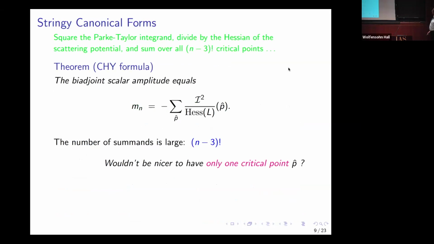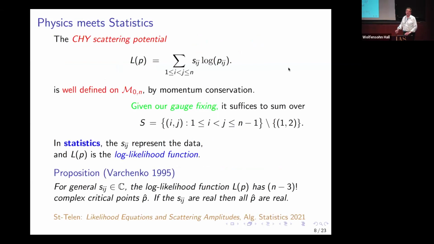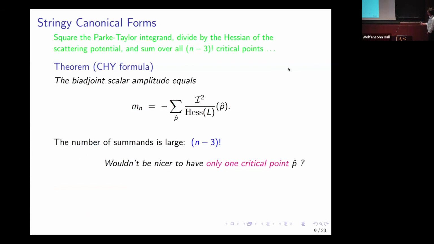So the same expression, our rational function that we saw, up to sign is the sum over all critical points p hat. What I'm going to do is take my integrand squared. So this is the Parke-Taylor integrand squared. I divide by the Hessian of the log likelihood function. The Hessian is the determinant of the symmetric matrix of second partial derivatives, and so this is also a rational function. I evaluate this rational function at each critical point p hat, and then I sum.